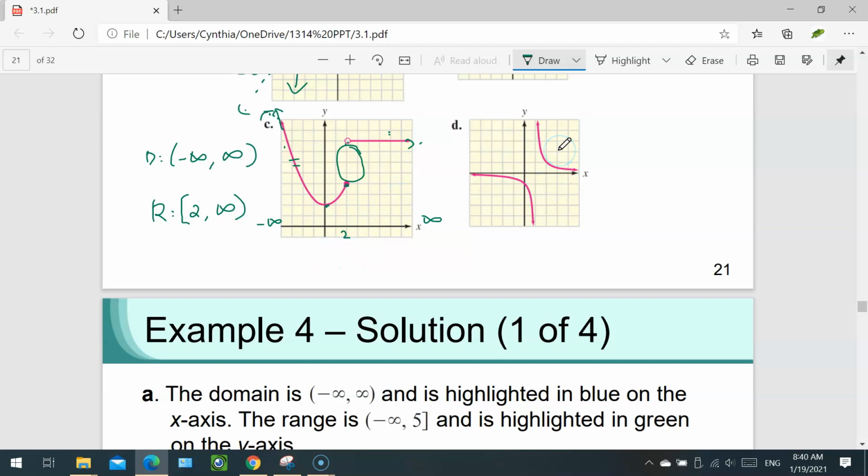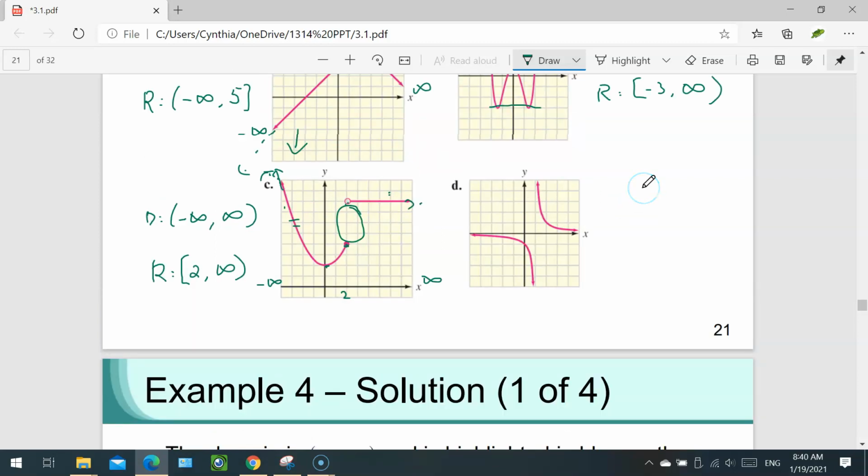Look at the d. The d function here is a rational function. So you have negative infinity going to the right-hand side forever. And there is a gap here. We call it an asymptote.